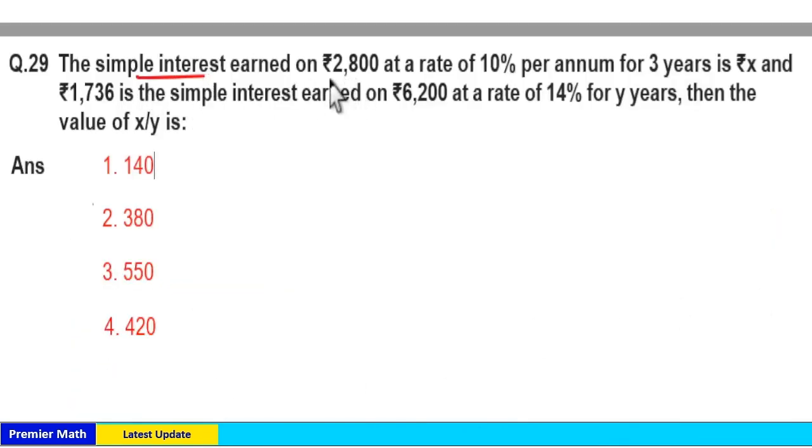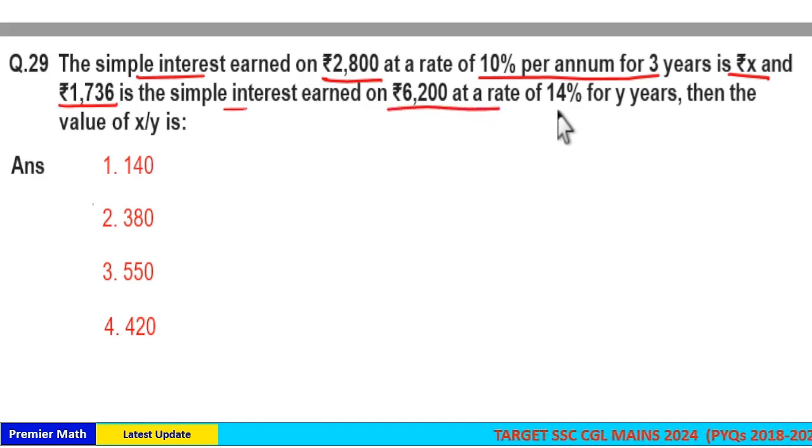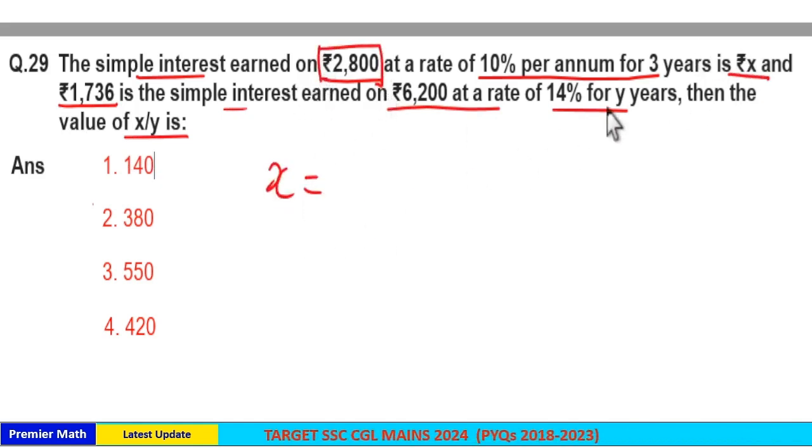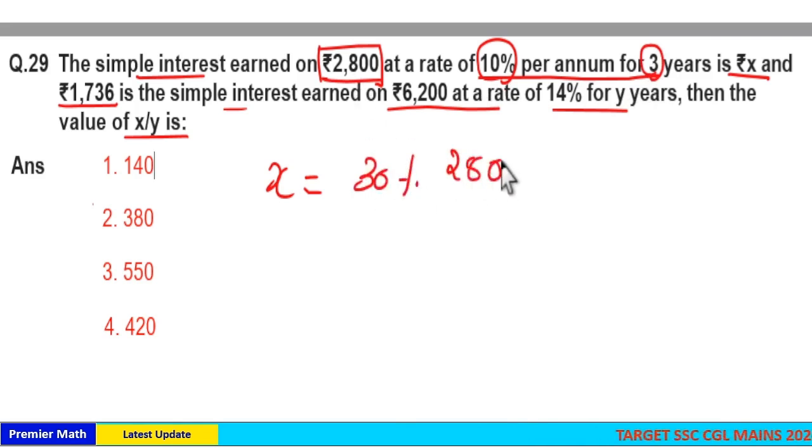The simple interest on rupees 2800 at a rate of 10% per annum for 3 years is rupees x. Then 1736 is the simple interest on rupees 6200 at a rate of 14% for y years. Then the value of x by y is. Here x is the simple interest on principal 2800. So x is equal to: for 1 year the rate is 10%, and for 3 years the rate is 3 into 10, 30%. So 30% of principal 2800 is the simple interest x. Percentage and 00 cancel.